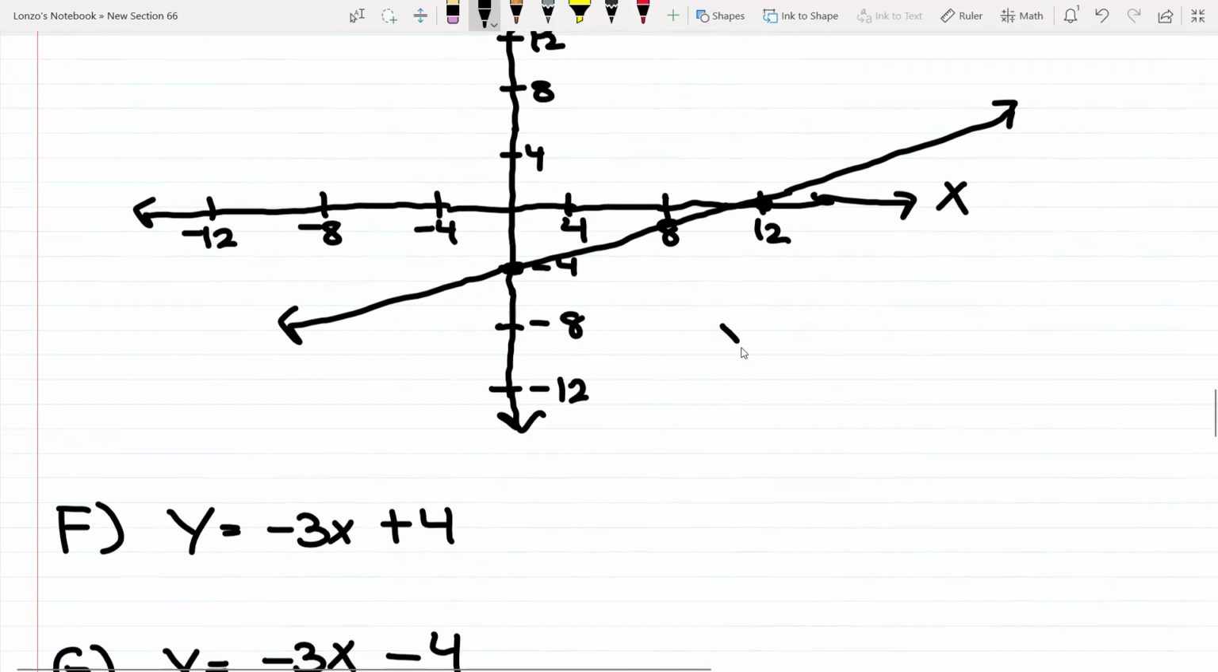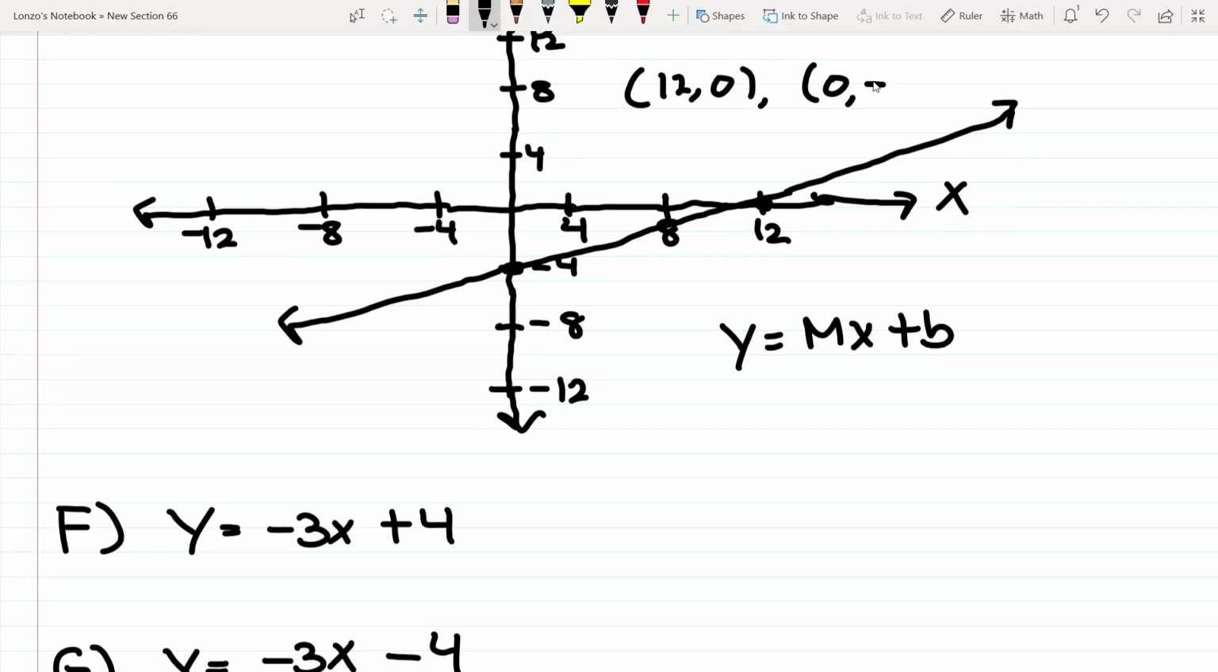So we're going to use the equation y equals mx plus b. We're going to use 2 points, and the 2 points I'll use are (12, 0) and (0, -4). I'm going to call these x1, y1, x2, y2. Then I'm going to find the slope by using the slope formula: y2 minus y1 over x2 minus x1.